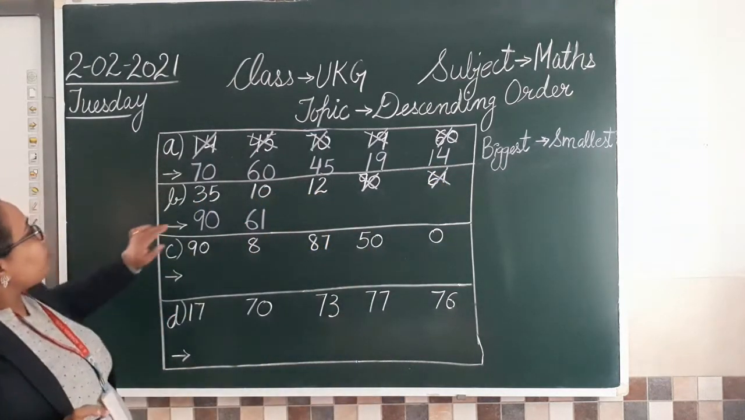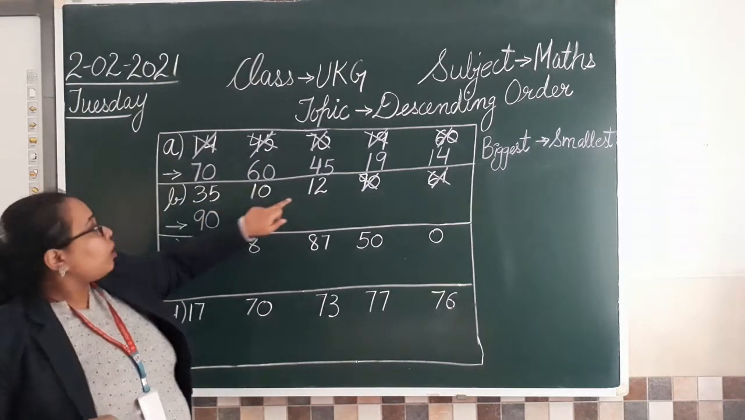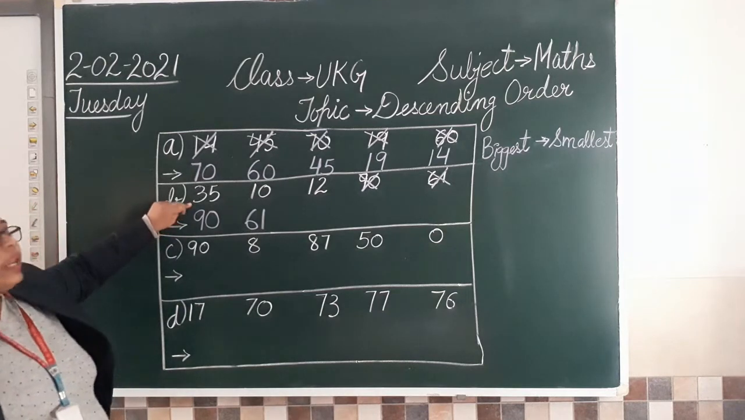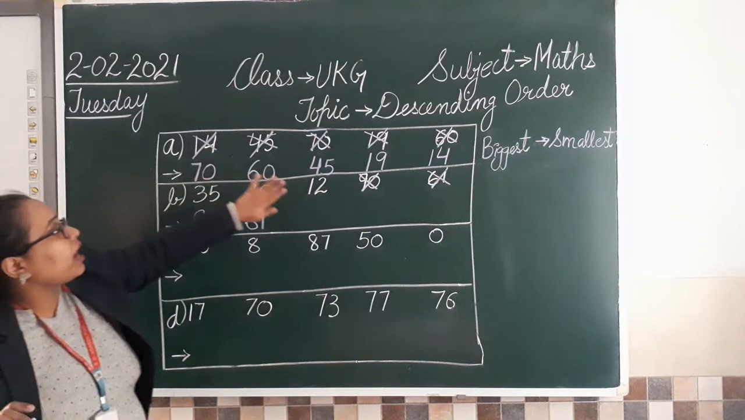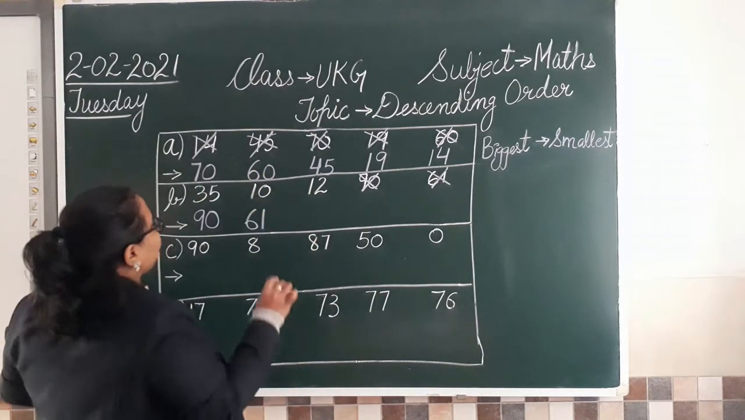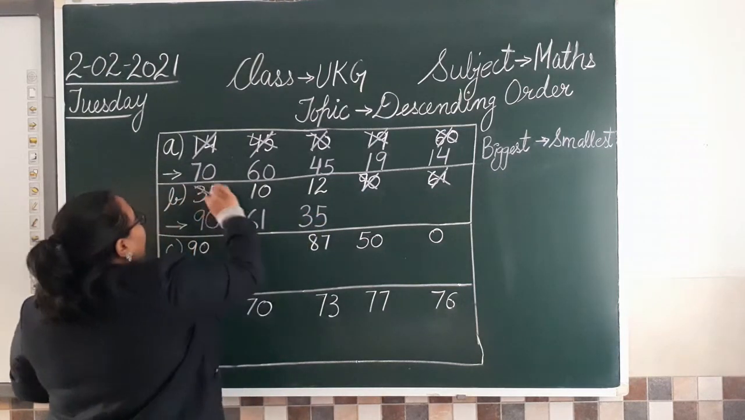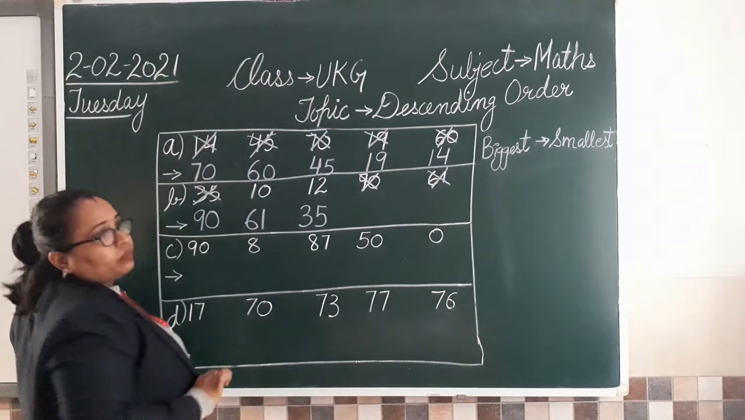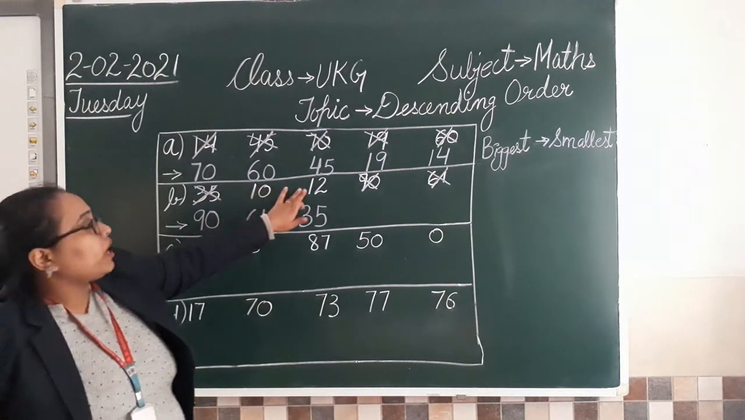ठीक है? Now we have 35, 10 and 12. Now out of these three numbers, can anyone tell me which is the biggest? 35, 10 and 12. So the biggest number is 35. So what we are going to do? We'll copy 35 and put a cross here. Like this.